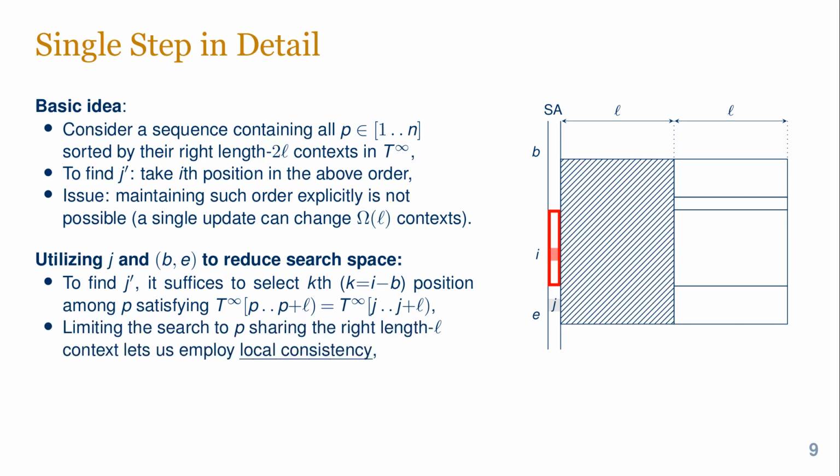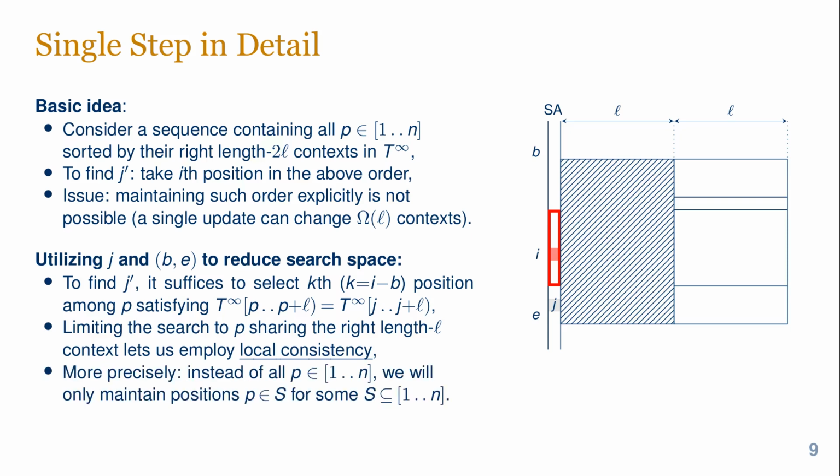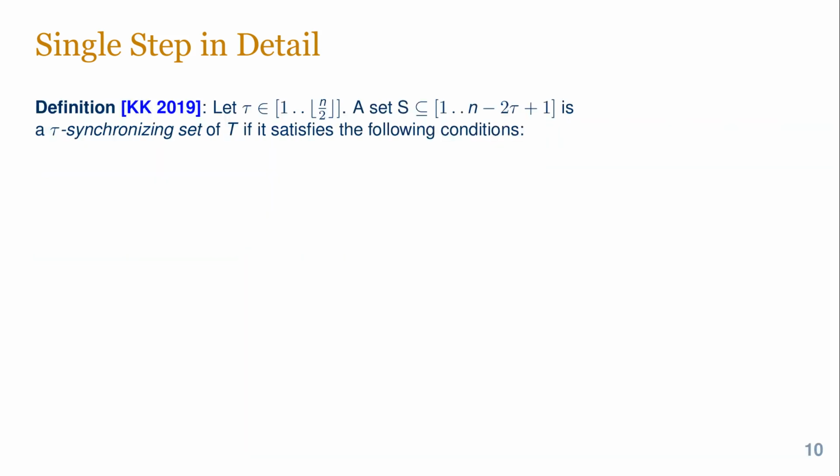The key benefit of this modification, compared to the initial idea, is that limiting the search to p sharing the right length L context lets us employ techniques based on local consistency. More precisely, instead of maintaining all p between 1 and n, we will only maintain positions p in some sparse subset S. Let us take a closer look at how we choose S.